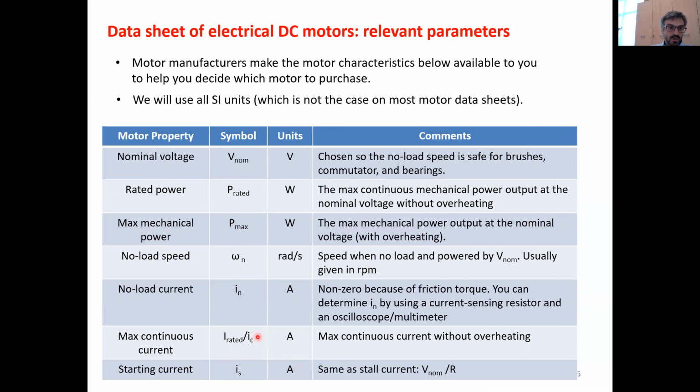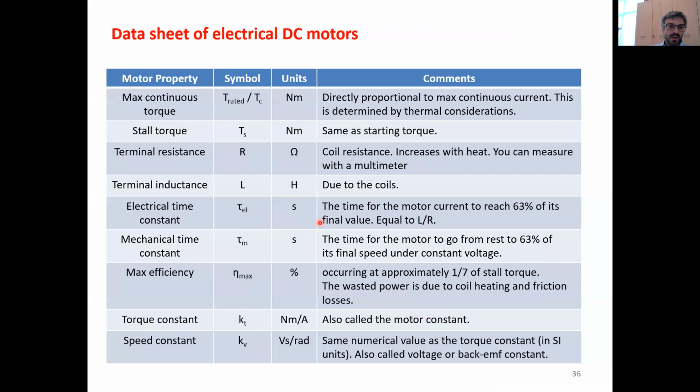And we have a no load speed, no load current, maximum continuous current that can be rated current or IC as a symbol. You can find both of them. Starting current, which is also the stall current, rated torque, also called maximum continuous torque, or tau TC, again related to the maximum continuous current. Stall torque, same as starting torque.